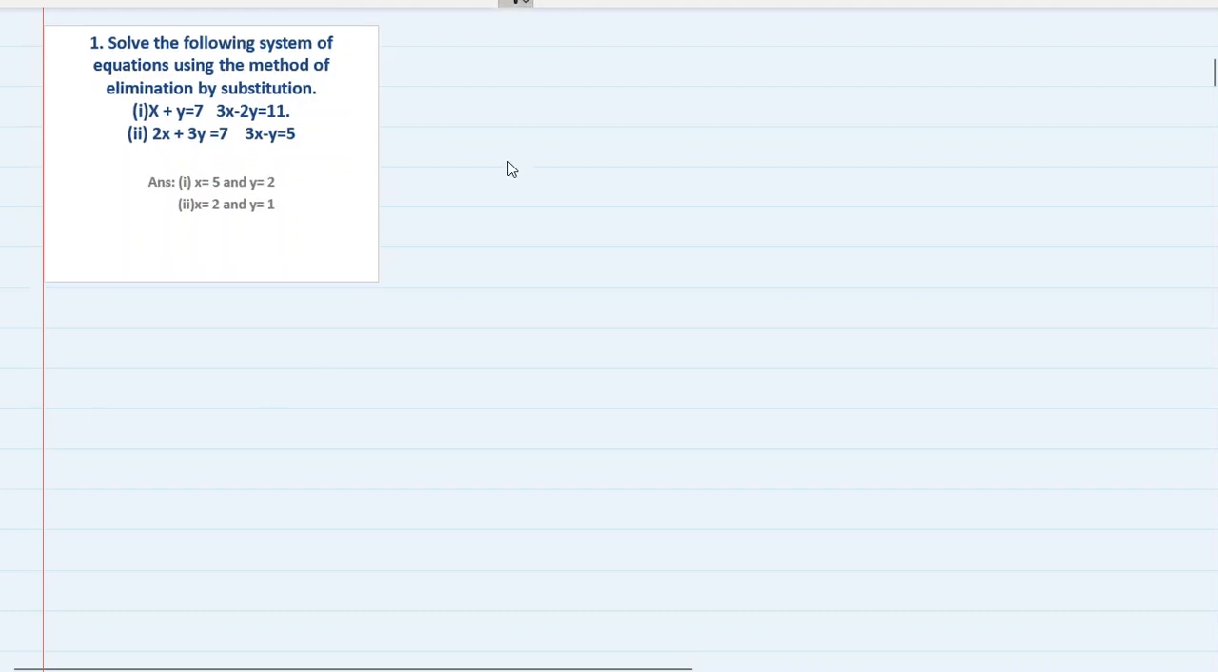So the first question. Solve the following system of equations using the method of elimination by substitution. The first equation is x plus y is equal to 7, and the second equation is 3x minus 2y is equal to 11.